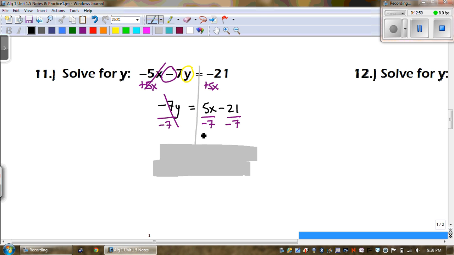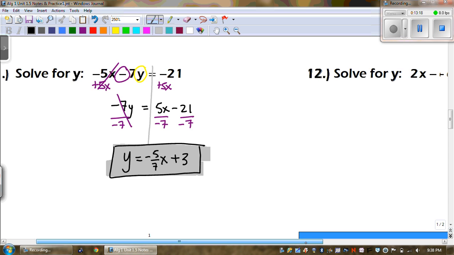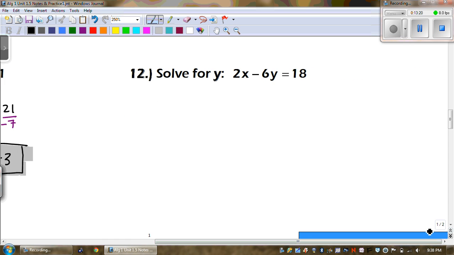So let's get our final answer. The y is all by itself, and that's a negative 5 over 7 because it cannot reduce. Negative 5 over 7x. And then we have negative 21 divided by negative 7. And that will give us a positive 3. All right, last one, number 12. I want you to do it all by yourself. Go ahead and pause the video, and good luck.